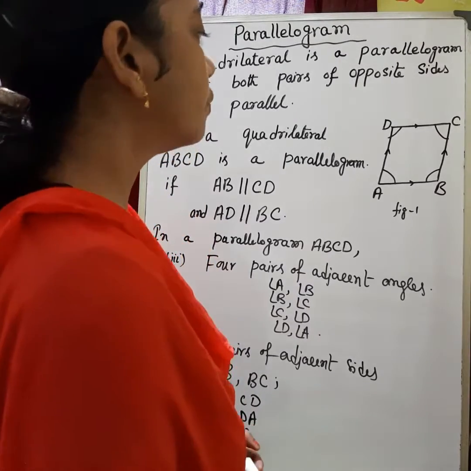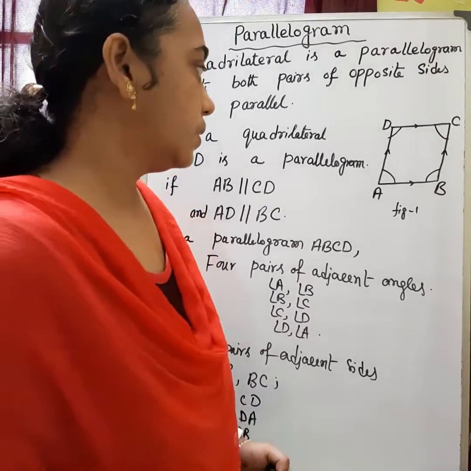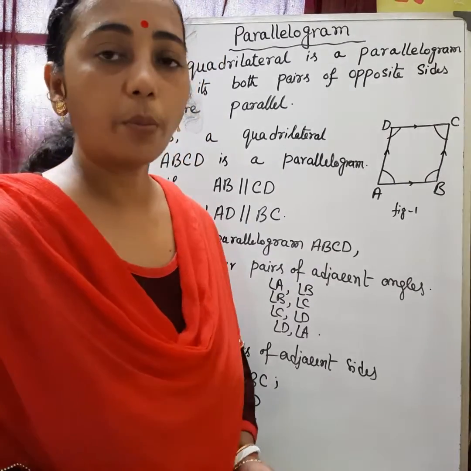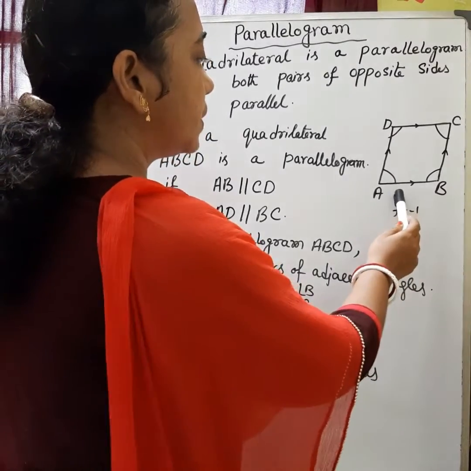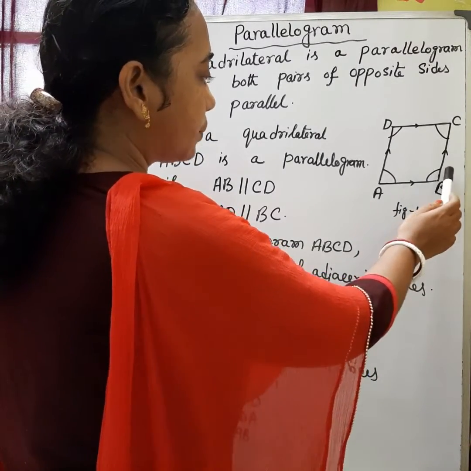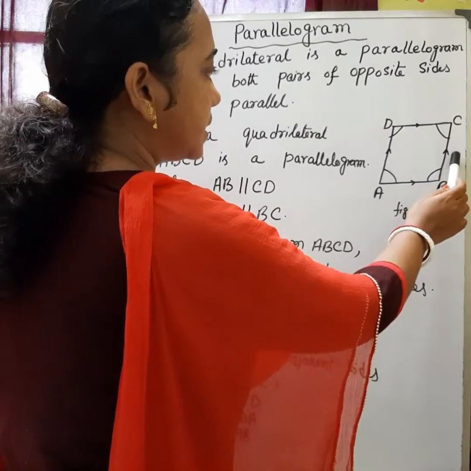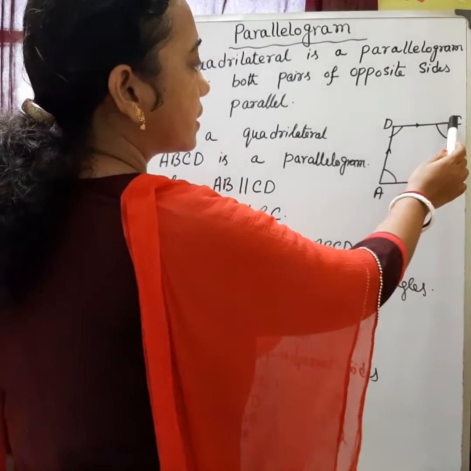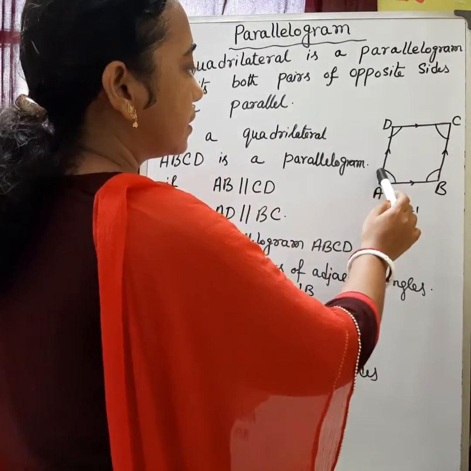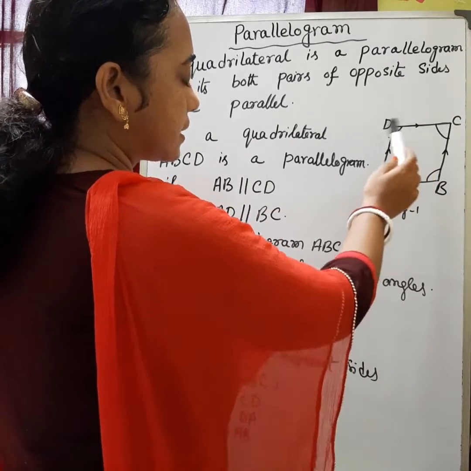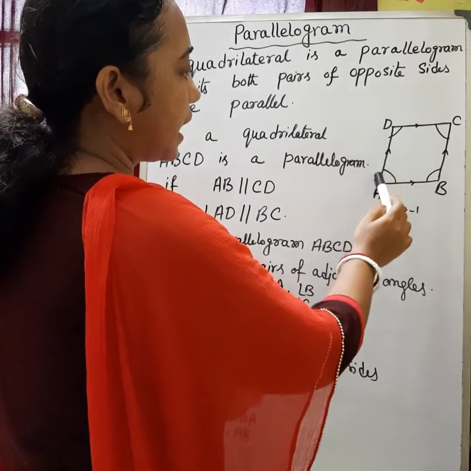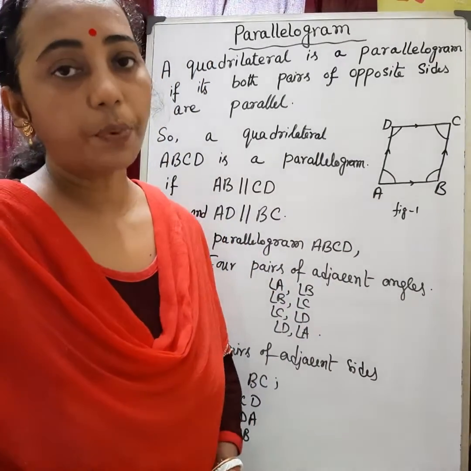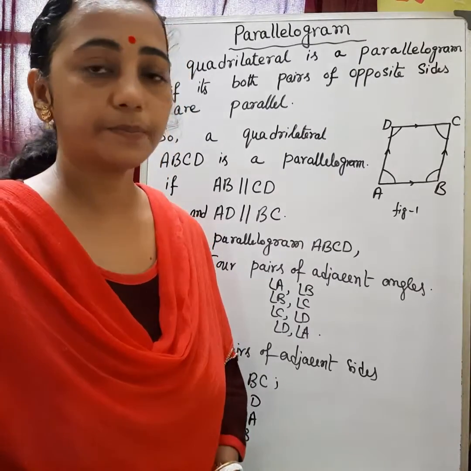Also, it has four pairs of adjacent sides. Two sides are said to be adjacent sides if they have a common vertex. So, in this figure, AB and BC are one pair of adjacent sides. Similarly, BC and CD is another pair of adjacent sides because they have a common vertex C. CD and DA have a common vertex D, so that is another pair. DA and AB is another pair of adjacent sides. So in total we get four pairs of adjacent sides.